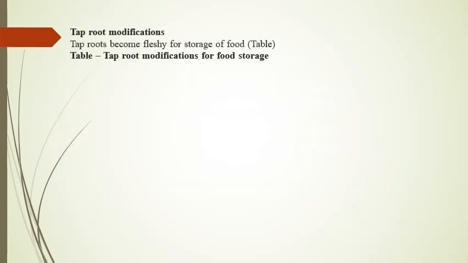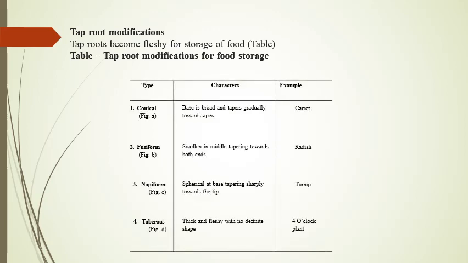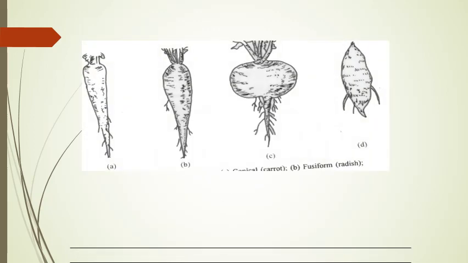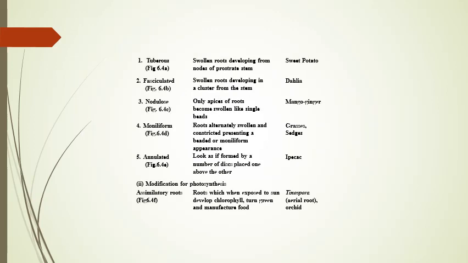Now modifications of taproot: conical, carrot; fusiform, radish; napiform is found in turnip; tuberous, four o'clock plant. This is the figure. Tuberous, sweet potato; fasciculated, dahlia; nodulose, mango ginger; moniliform, grasses; annulated, ipecac; modification for assimilatory, Tinospora.